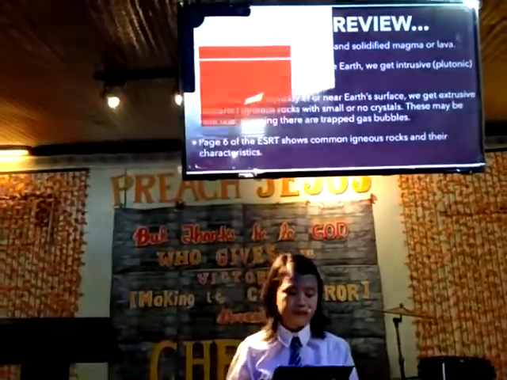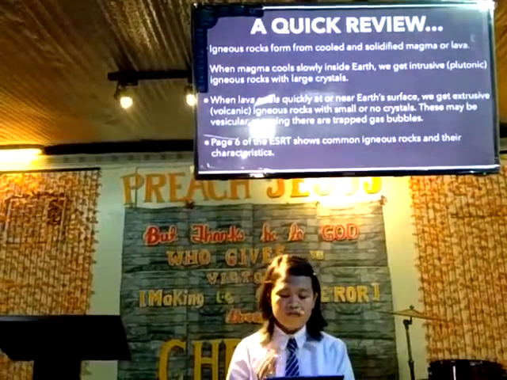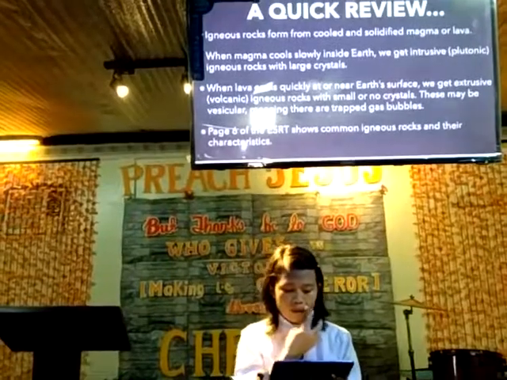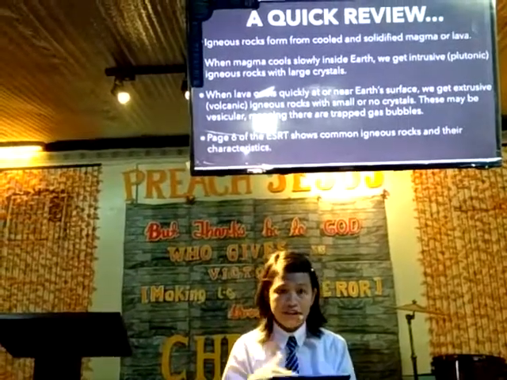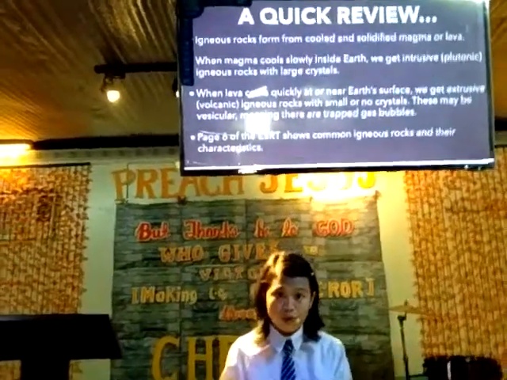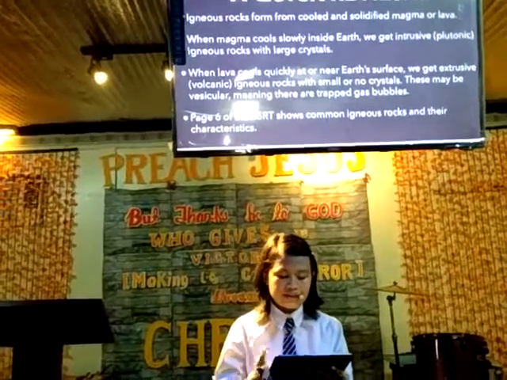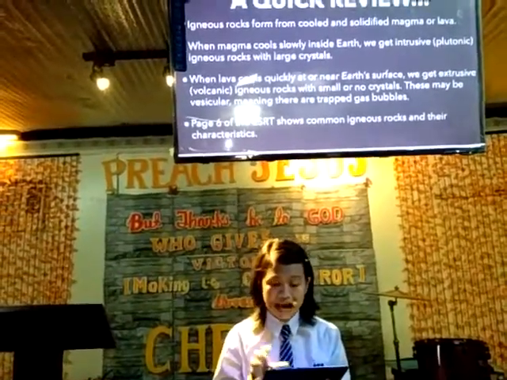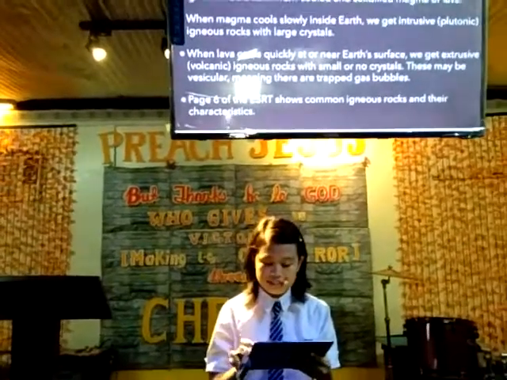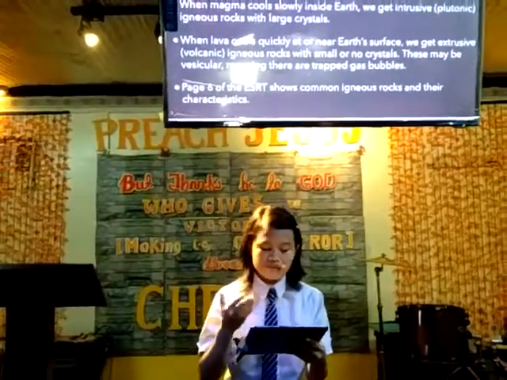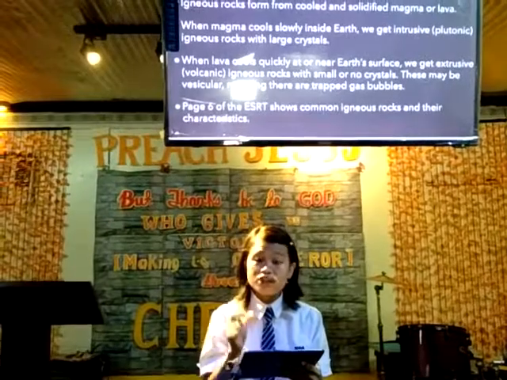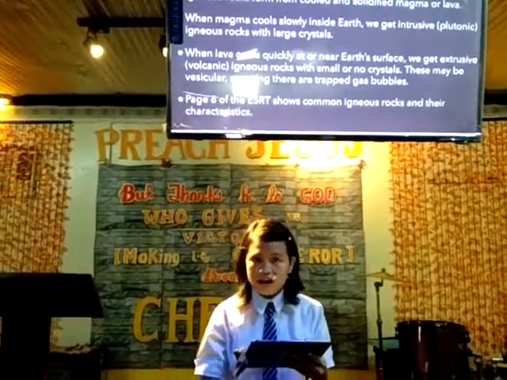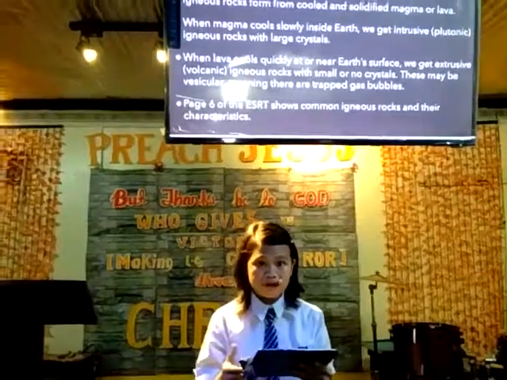A quick review. Igneous rocks form from cooled and solidified magma or lava. When magma cools slowly inside the earth, we get intrusive or plutonic igneous rocks with large crystals. When lava cools quickly at or near Earth's surface, we get extrusive volcanic igneous rocks with small or no crystals. These may be vesicular, meaning they have trapped gas bubbles.